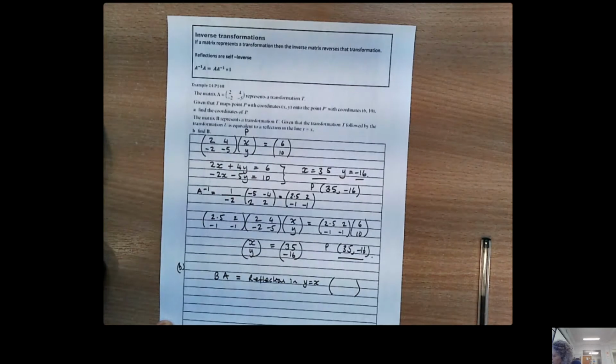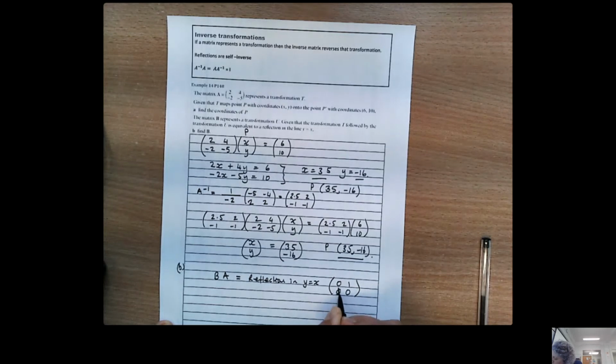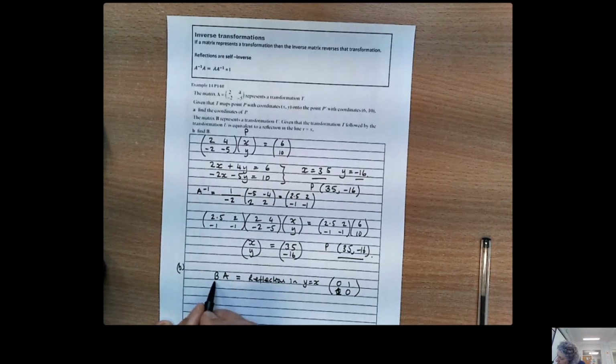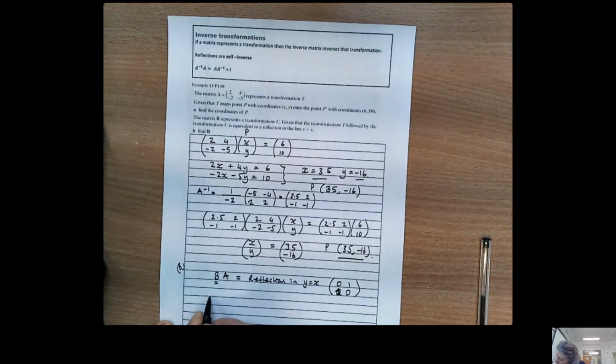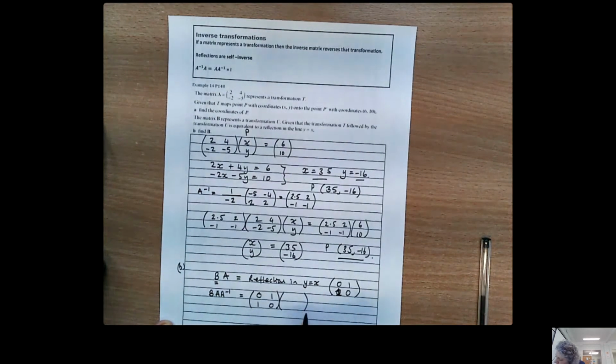A reflection in the line y equals x is given by that matrix there, 0, 1, 1, 0. We are asked to find out what this matrix B is, so we're going to use some matrix algebra. I've got BA is equal to this matrix here. What I'm going to do is post-multiply, so I'm going to put A inverse at the end, equal to 0, 1, 1, 0 post-multiplied by the inverse matrix 2.5, 2, minus 1, minus 1. When I do that, I get that B is equal to minus 1, 2.5, 2.